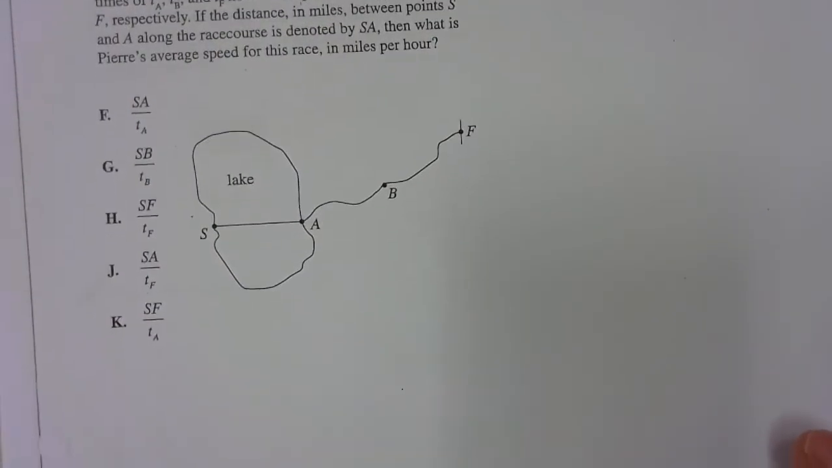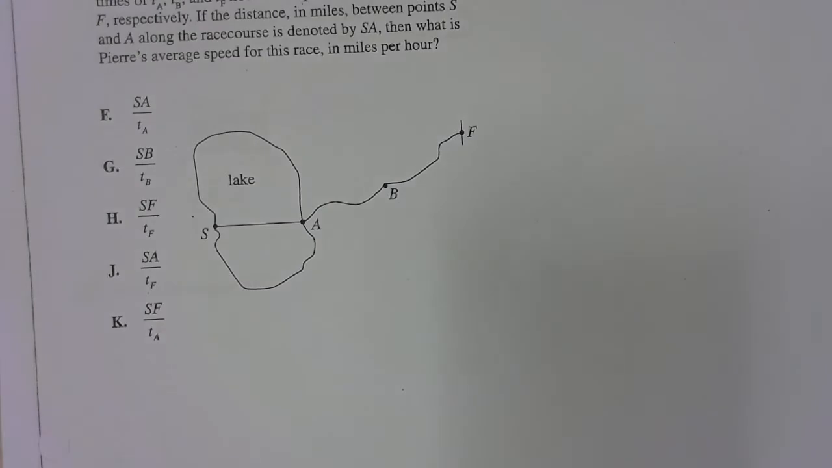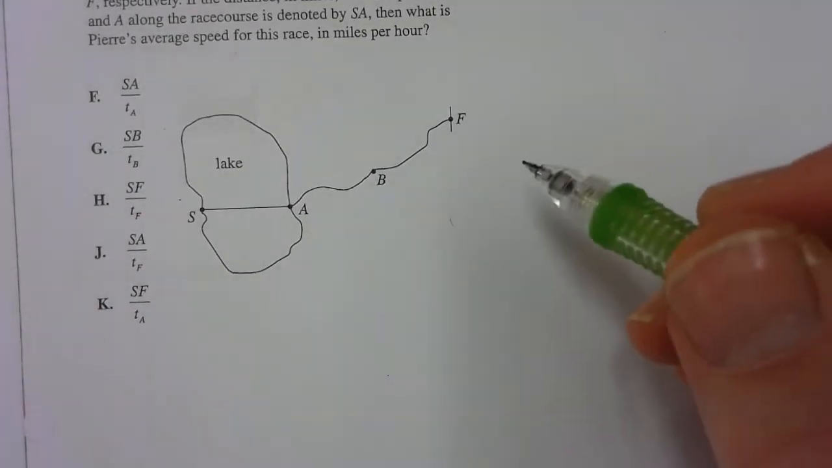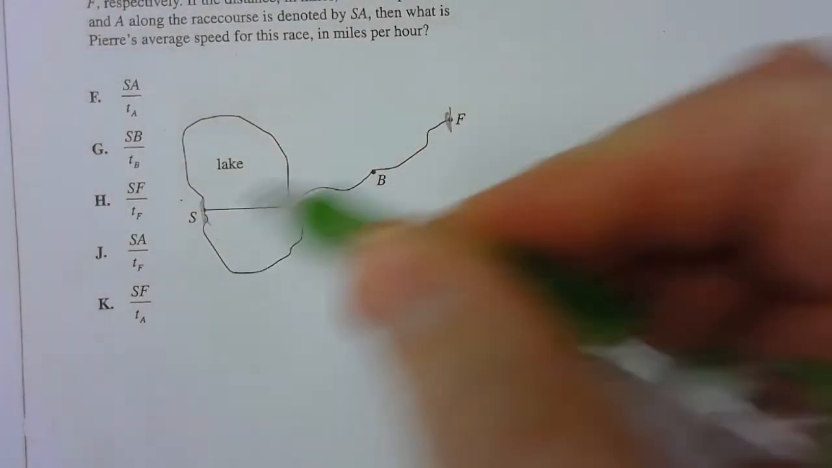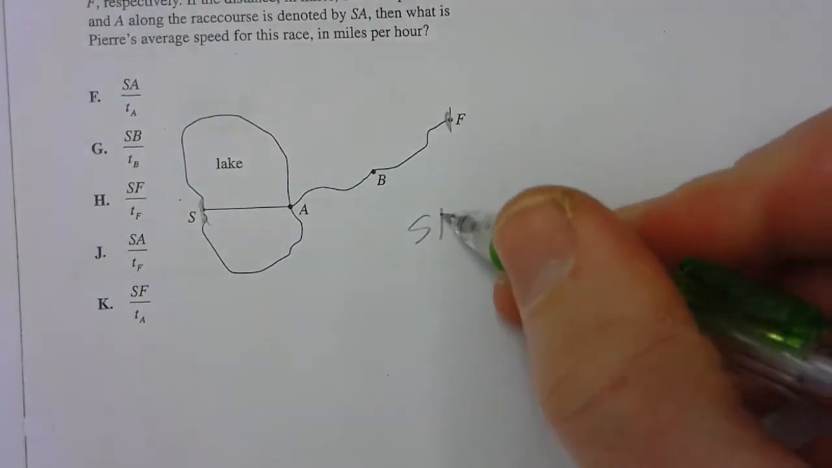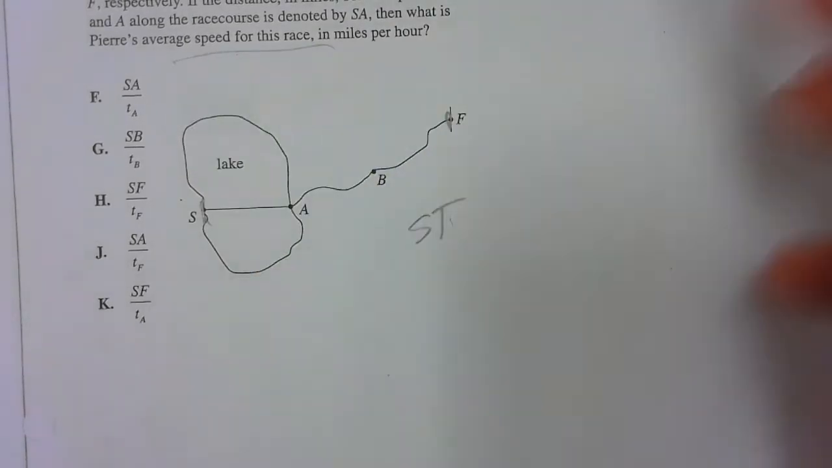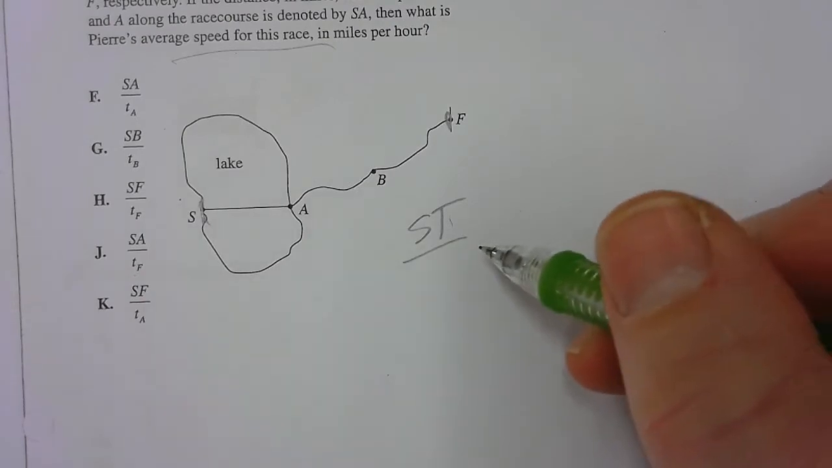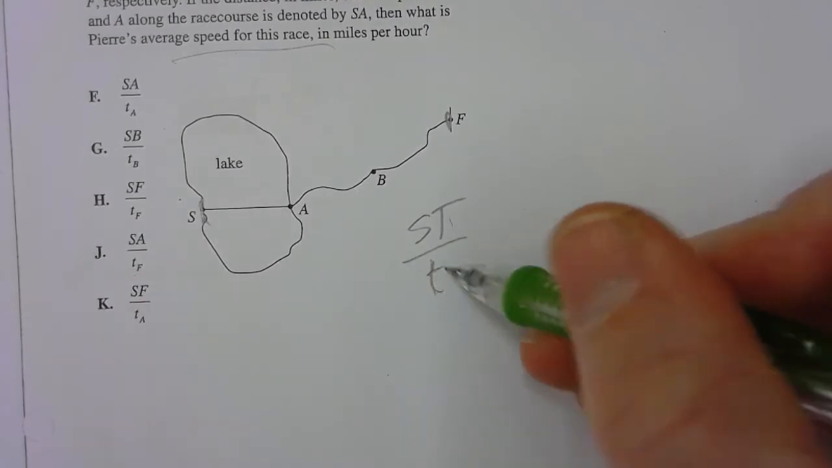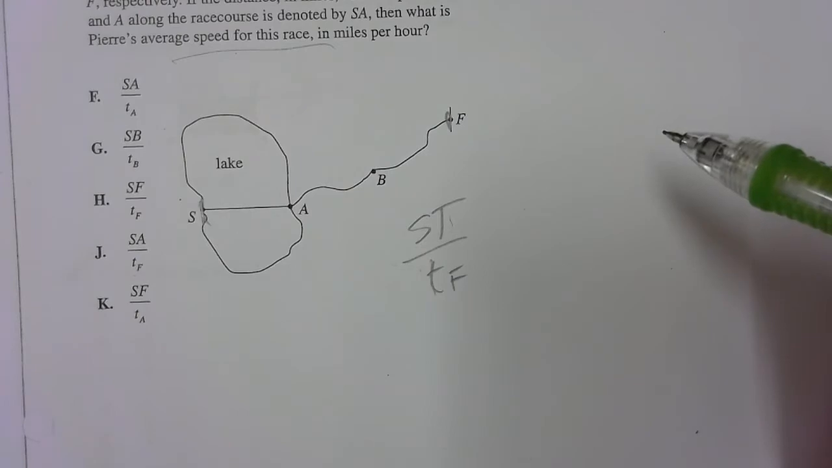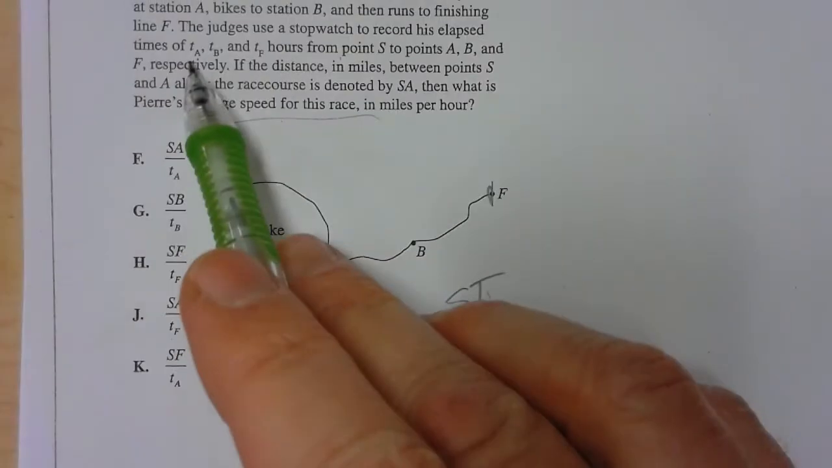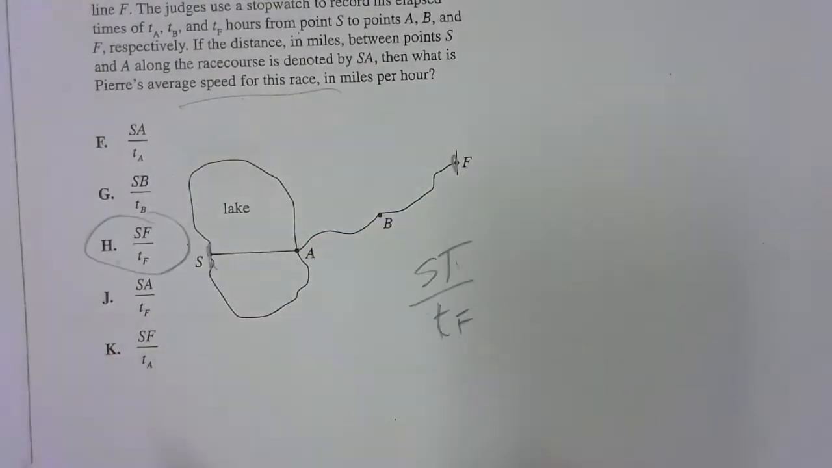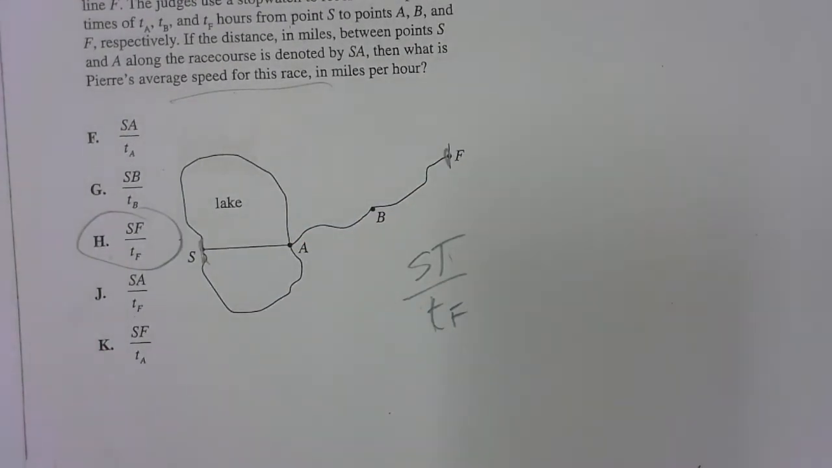Now we're doing a triathlon where we do 3 things. We swim, we bike, and then we run a marathon. So we want the total distance from here to here. That would be SF. And we're trying to find the average rate. So it's total distance divided by total time. So the total time would be TF, the total for the whole thing, because these are your split times. So TF would be the final time. So it's just H, total distance divided by total time.